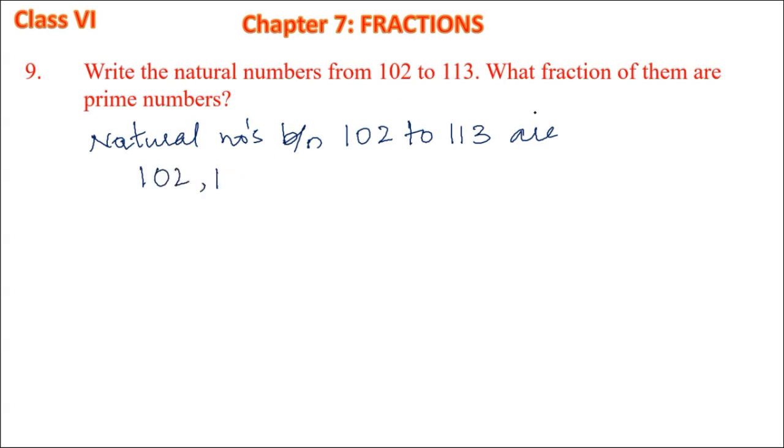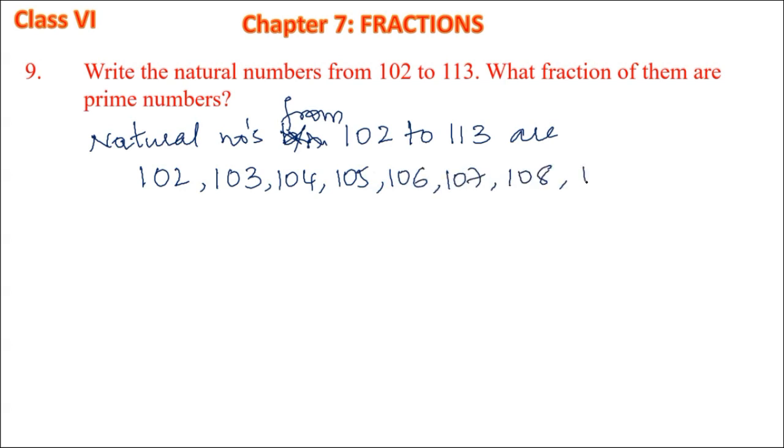Here it should not be between, it is from, isn't it? From 102 to 113. So 102, 103, 104, 105, 106, 107, 108, 109, 110, 111, 112, 113. When you count the number of the natural numbers from 102 to 113, totally we have 12 natural numbers.